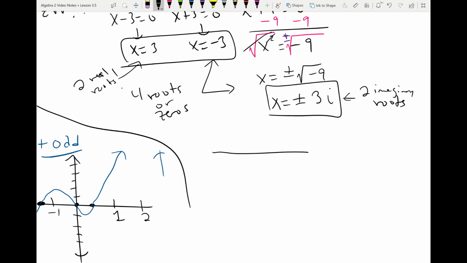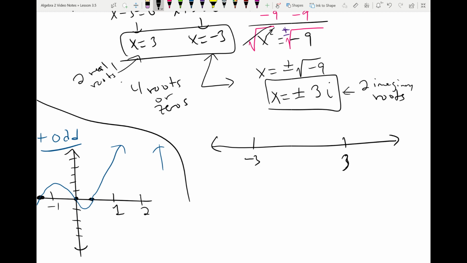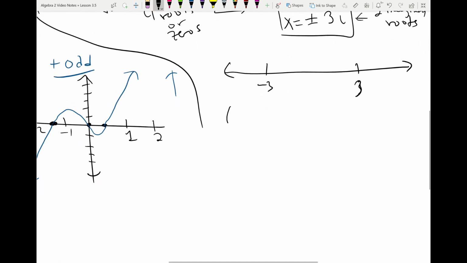So when we do the number line, we're going to ignore the 3i and negative 3i, and we're going to just focus on the 3 and negative 3. All right, so 3, negative 3. Now let's plug in a number. Let me rewrite the function: x minus 3, x plus 3, x squared plus 9.